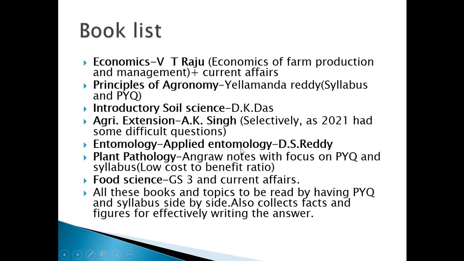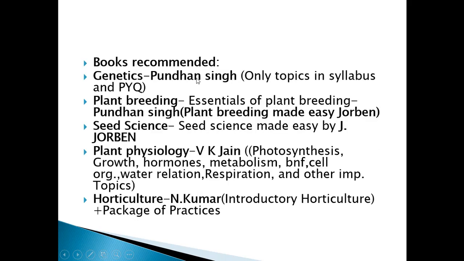For plant pathology, you can go through the Agri notes. For the food science portion, please go through the GS3 portion. For paper 1, please go through the Pundan Singh book. For plant breeding, the Pundan Singh book is the best. I also have my own book, Plant Breeding Made Easy, which is also good.